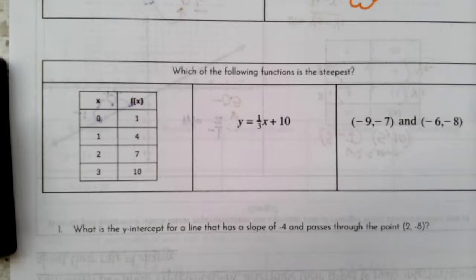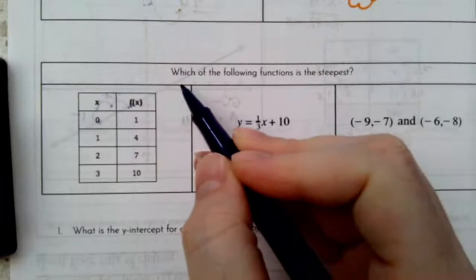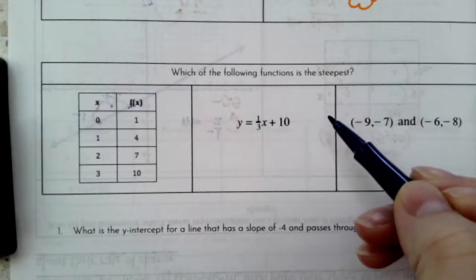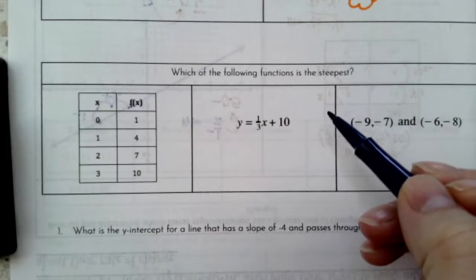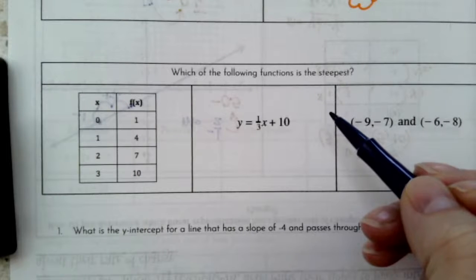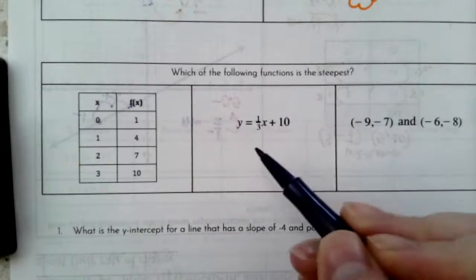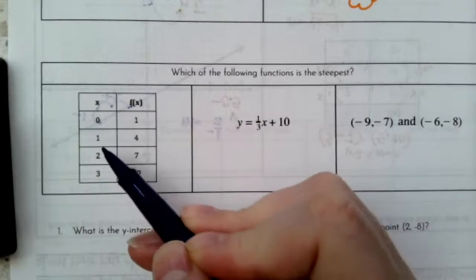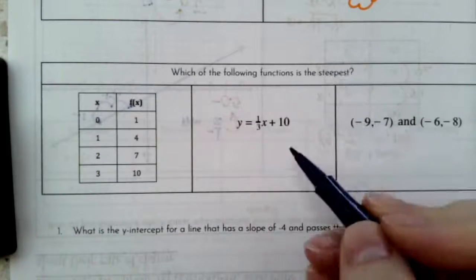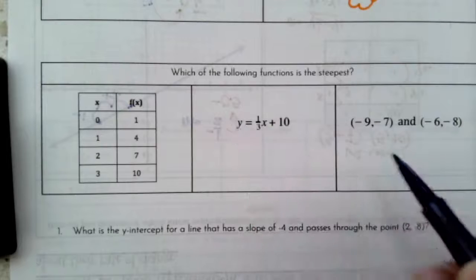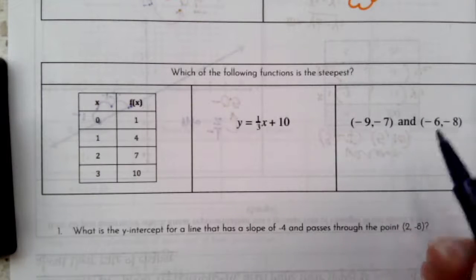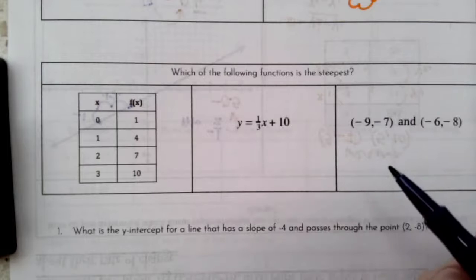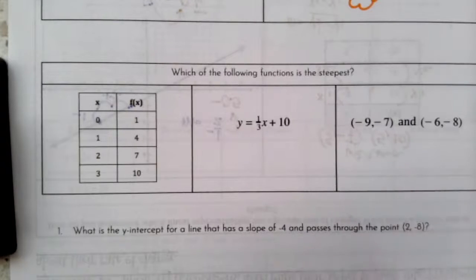For 2.3.1, we are identifying which of the following functions is either the steepest or the least steep. Sometimes it will say which has the greatest rate of change or the least rate of change. And it wants you to compare multiple linear functions in different representations. So sometimes you'll have a table, sometimes an equation, sometimes points, and then sometimes also a graph. So you need to be able to find the slope from each of those representations and then compare.